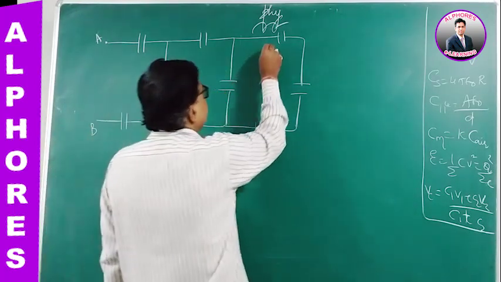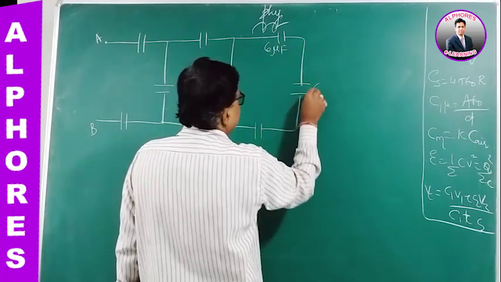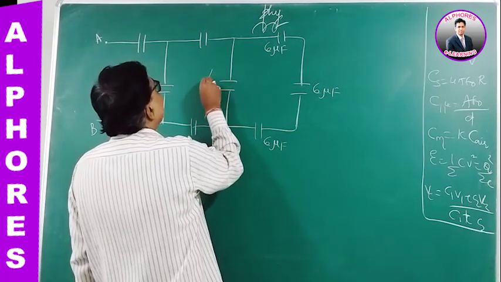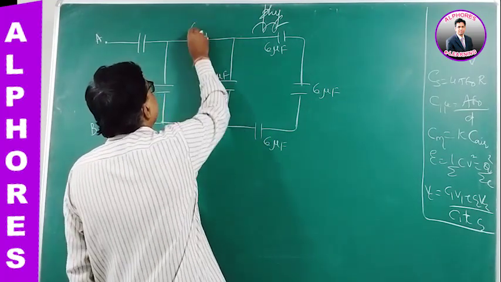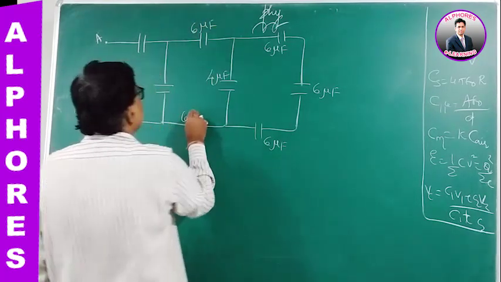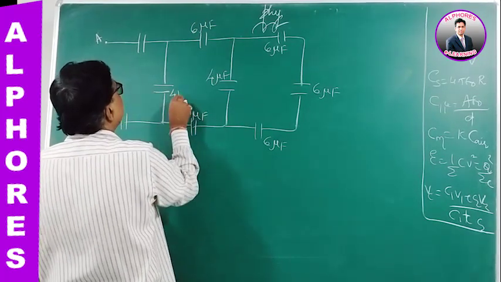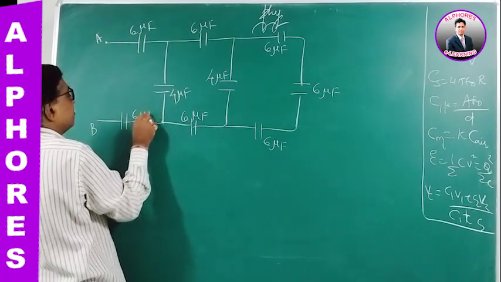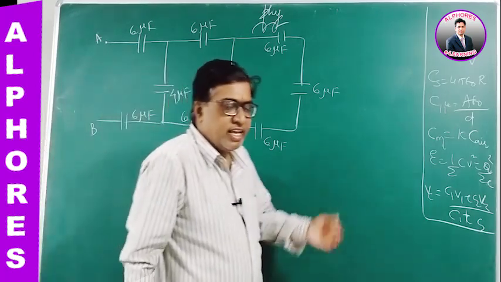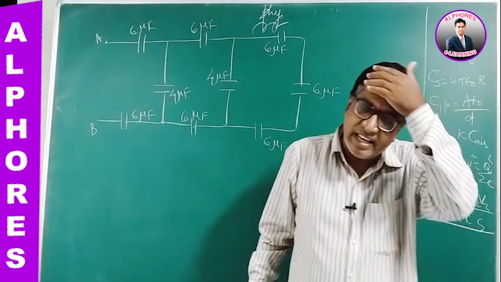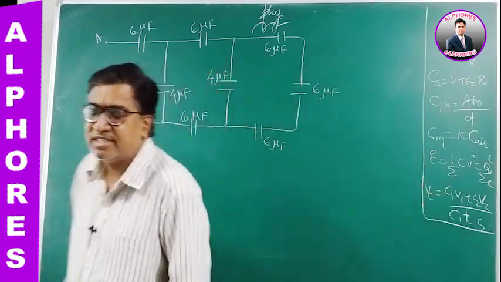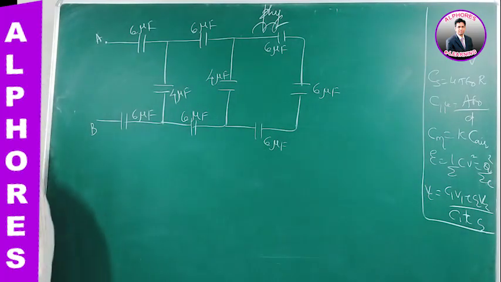Let's suppose he has given this as 6 microfarad, this also 6 microfarad, this also 6 microfarad, this is 4 microfarad, this is 6 microfarad, this also 6 microfarad, this is 4 microfarad, and this is 6 microfarad and 6 microfarad. Now this is the circuit. He has given a ladder circuit, and he is asking to find the effective capacitance between A and B.